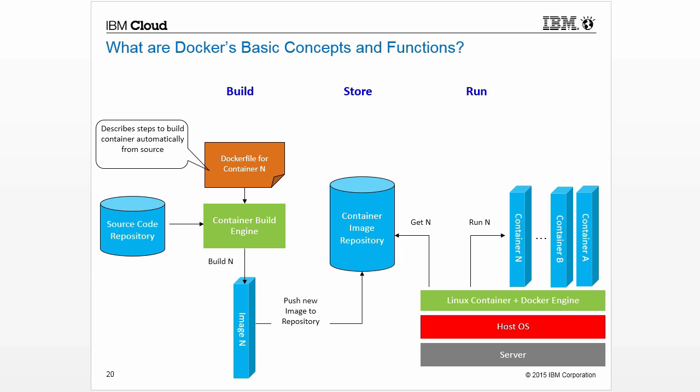The container build engine reads a Docker file and pulls information from a source code repository. The Docker file provides the instructions needed to build a container. Then the image is pushed to an image repository for storage and sharing. The Docker engine on the server side will pull the image from the repository and run the image on the host operating system. Containers are built up in layers.